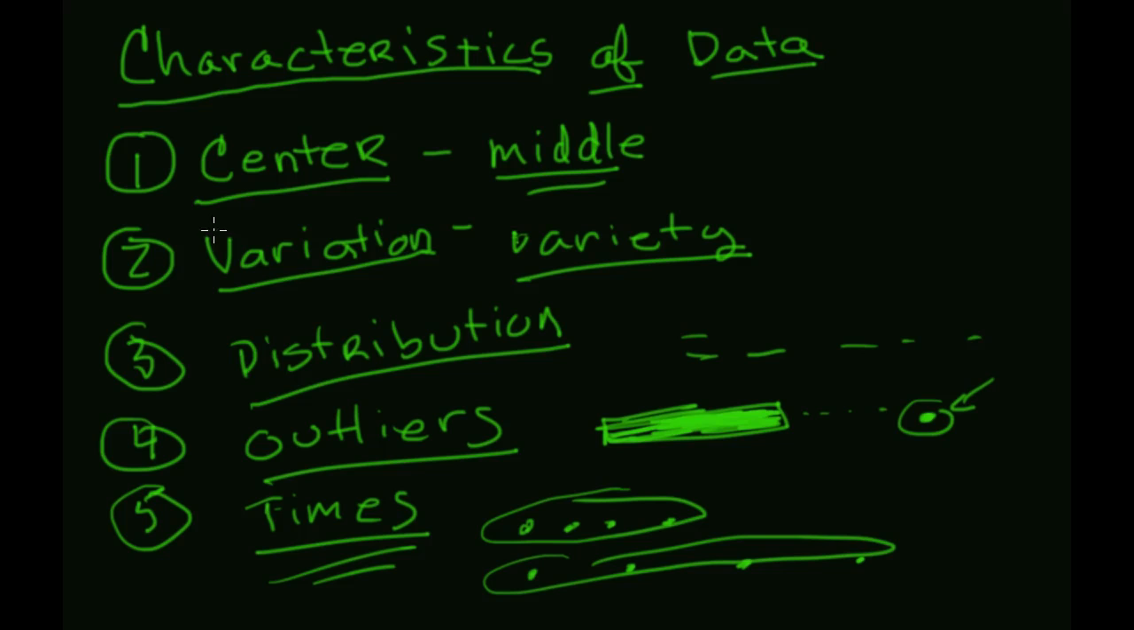So in summary, 5 major characteristics of data. What is the center? What is the variation? How are they distributed? What are the outliers? And how does the data stand with respect to time?